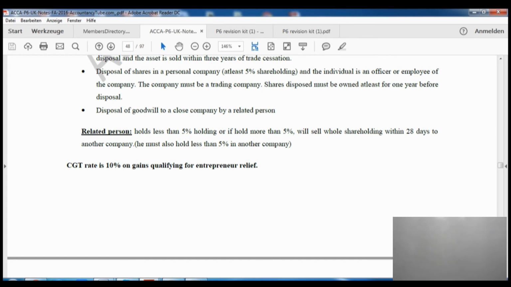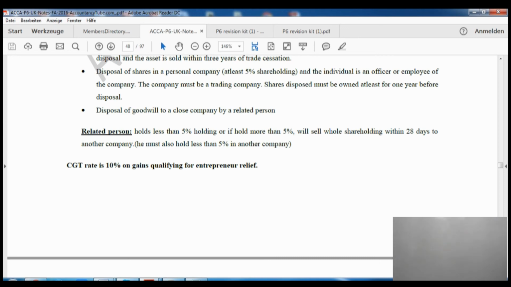And disposal of goodwill to a closed company by a related person as well, and you can claim the entrepreneur relief on that as well. Now this is pure theory, although I'm telling you, but it is pure theory. I cannot feed it into your brain. So please make sure you learn these, and these are very, very important from an exam point of view.